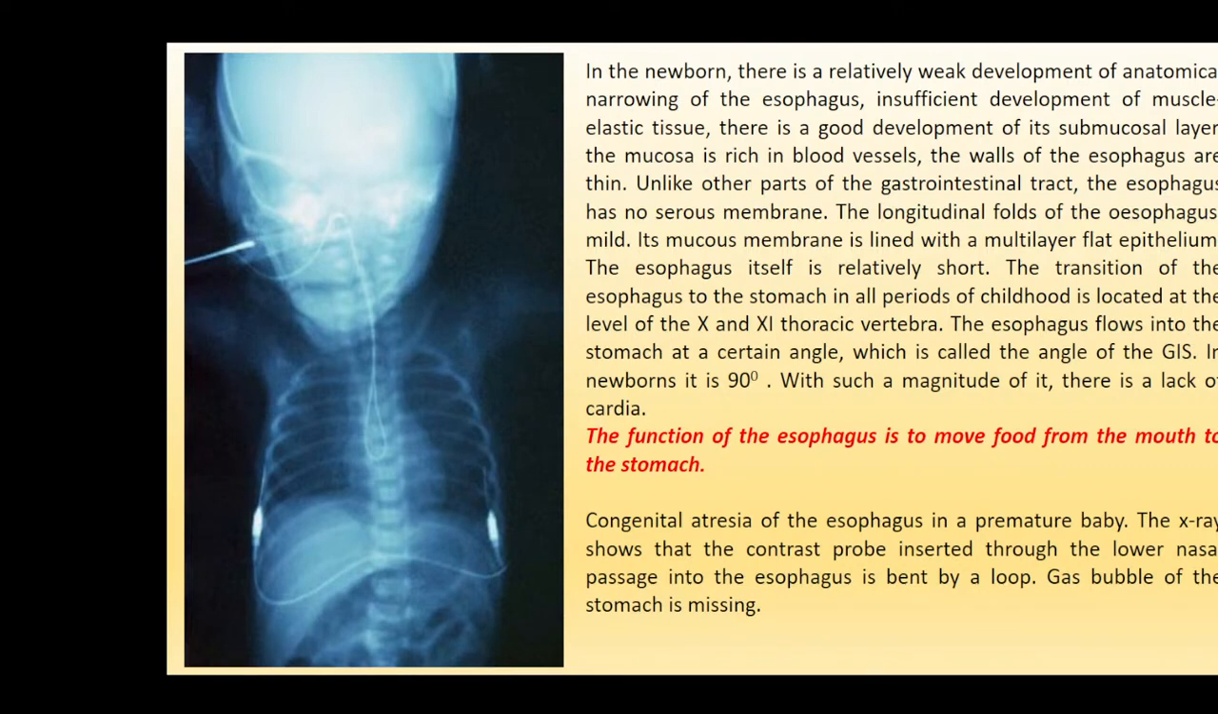On these pictures, you can see congenital atresia of esophagus in a premature baby. The X-ray shot and contrast probe inserted through the lower nasal passage into esophagus is bent by a loop. What you can see here is atresia. Gas bubble of stomach is missing. This situation needs emergency surgical procedure to correct this abnormality.